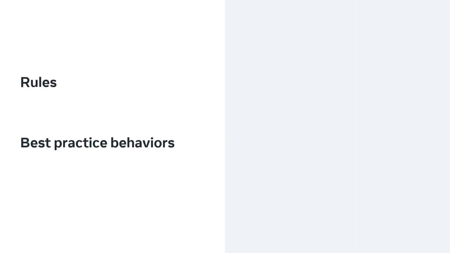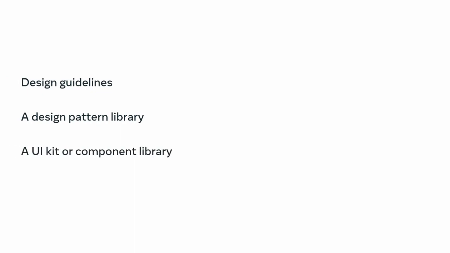Now, let's explore what a design system is. A design system is a set of reusable pre-made design components and patterns that can be used to design products at scale. Similar to a brand style guide, they contain rules and best practice behaviors for design components. Larger companies can have very detailed design systems, but more about that later. There is no set list of items that must be included in a design system. However, the most successful design systems frequently have the following features: design guidelines, a design pattern library, a UI kit or component library, and finally, process design guidelines.